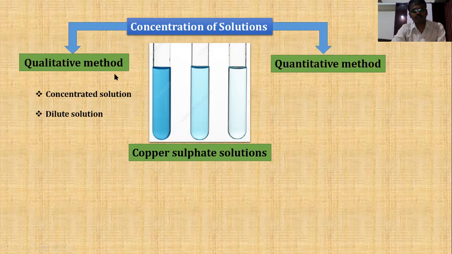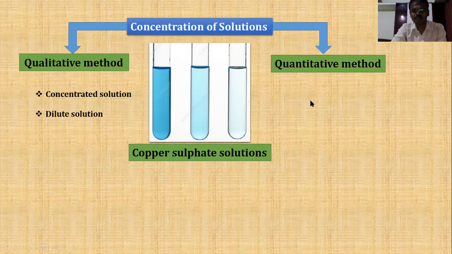In the qualitative method of expressing concentration of solution, we can only say which is more concentrated, which is less concentrated with respect to one another. It is only comparative in nature. That will not give the exact idea about the amount of solute present in the solution. To get an idea about the exact amount of solute present in the solution, we need to use the quantitative method of expressing concentration of solution. Under the quantitative method, we use different units or different terms to express the concentration of solutions.